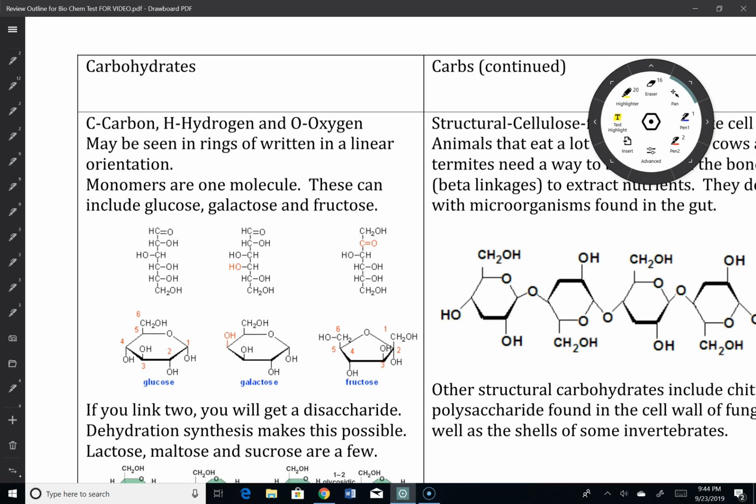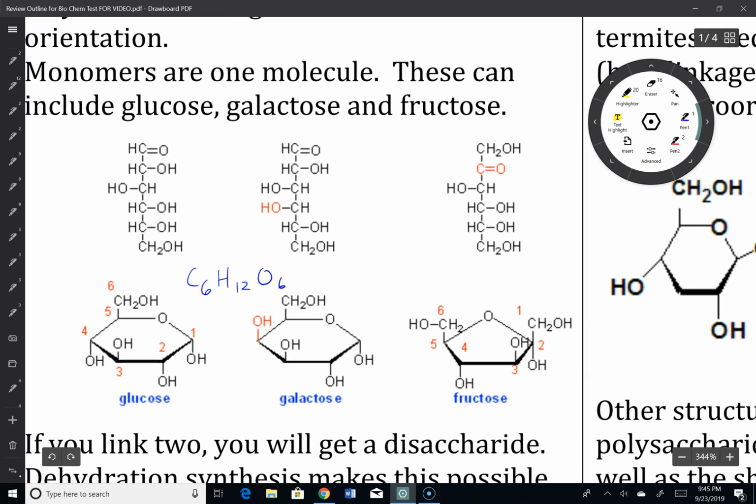Carbs, we know, are going to have a basic structure. They're going to have carbon, hydrogen, and oxygen. They will be in a 2x to x ratio. So for example, in something like glucose, glucose will be C6H12O6 with our hydrogen and oxygen in a 2-to-1 ratio.